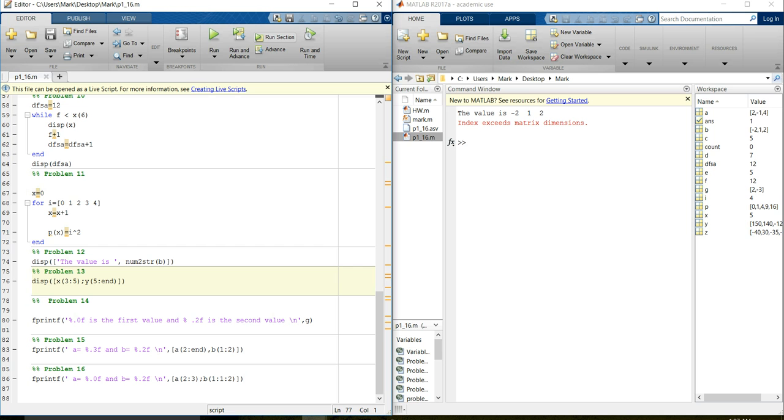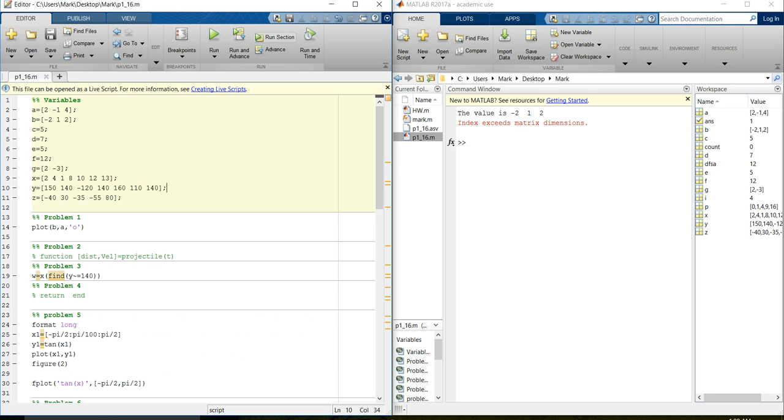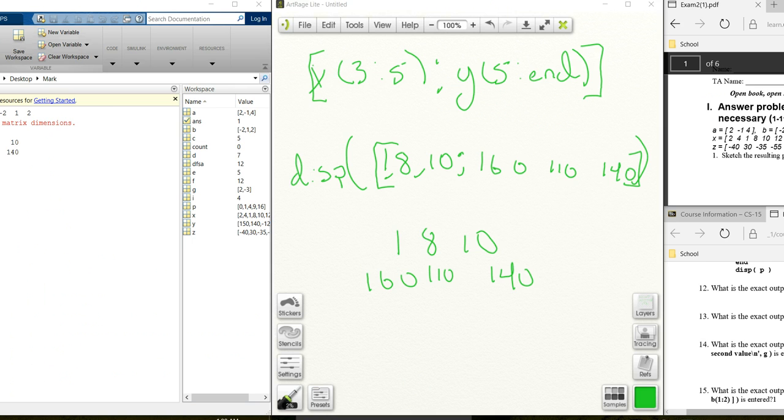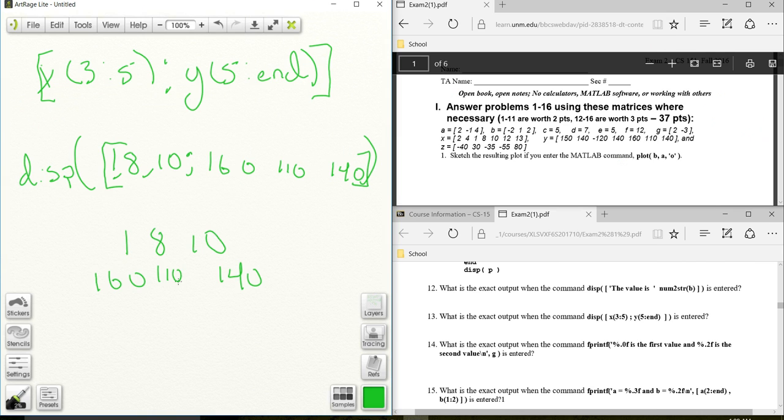Index exceeds matrix dimension. It's actually not true. I gotta run this section again because I redefined x right here in problem 12. Problem 11, I'm sorry. So I come back to problem 13 and I run the section and it's 1, 8, 10, 160, 110, 140. I'm sorry that my handwriting is so messy, guys. I apologize.